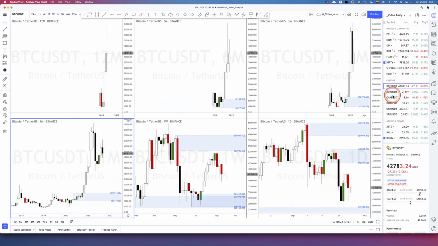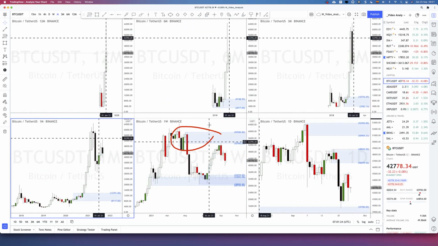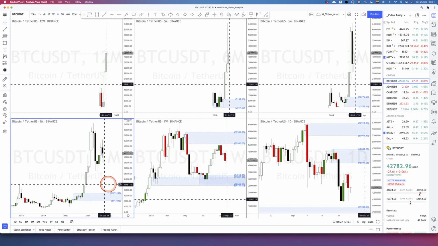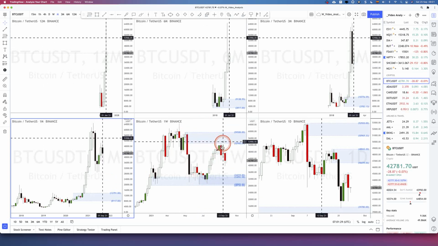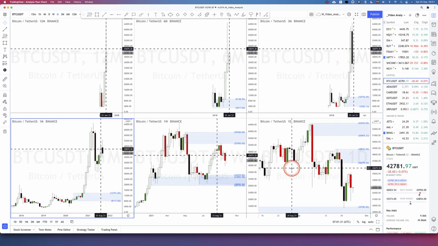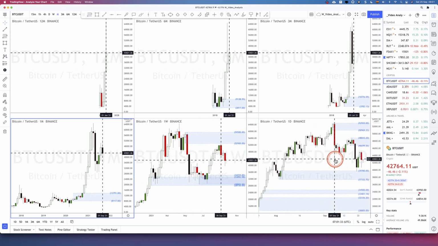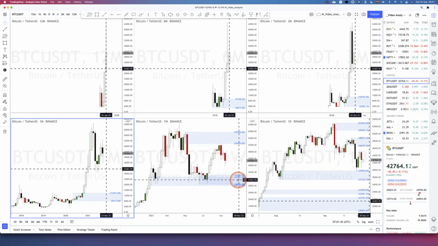Some cryptos further. Bitcoin is retracing, reacting to that weekly area of supply. Two bearish engulfing patterns. One confirmed, this one is in the making. The daily is in a downtrend right now. No longs allowed. Probably it will retrace down there.